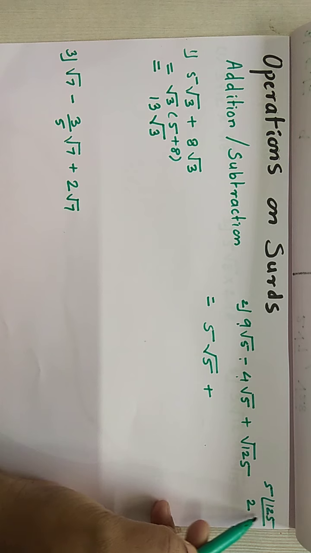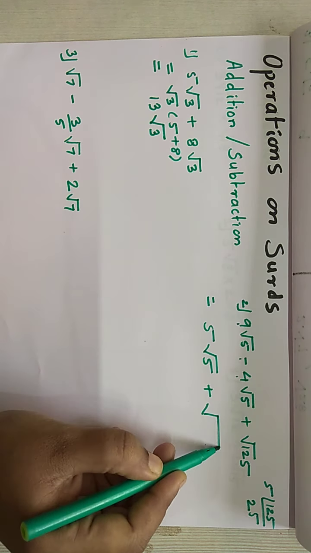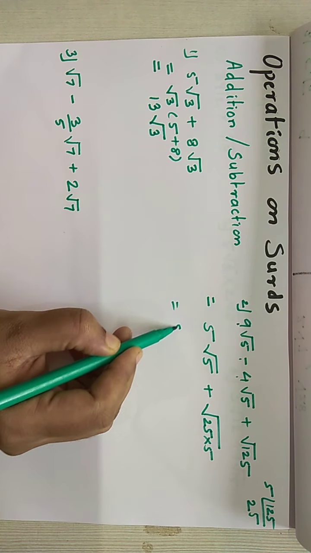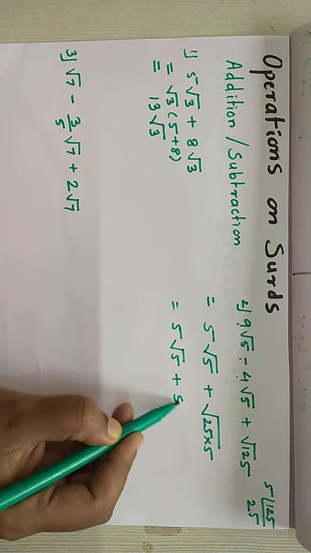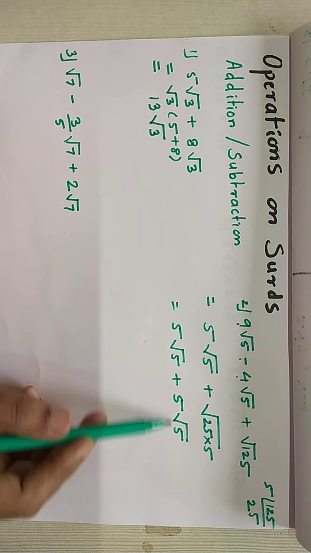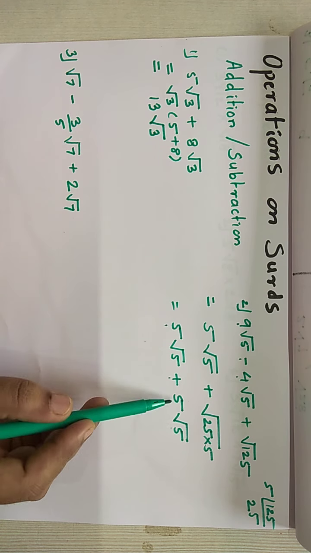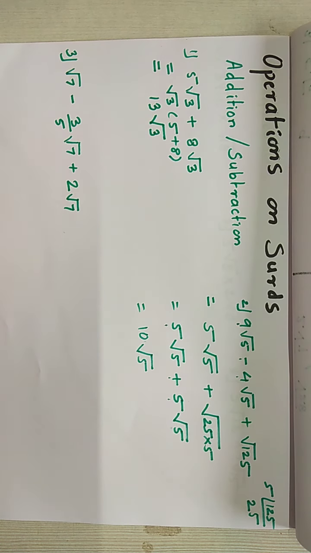5 2s are 10, 2 carry, 5 5s are 25. So 25 5s are 125. 125 can be written as 25 times 5. This will be 5 root 5. The square root of 25 is 5, and inside the root sign, 5. Now can you see they both are like surds, root 5 and root 5? So now we can operate them. 5 plus 5 will become 10 root 5. So 5 root 5 and 5 root 5 will become total 10 root 5.